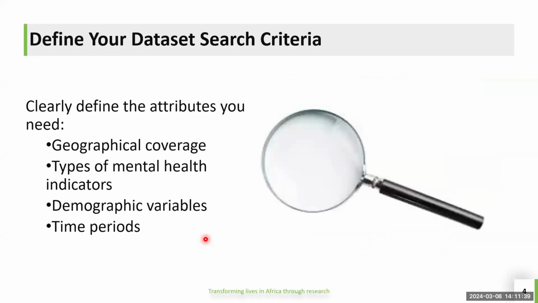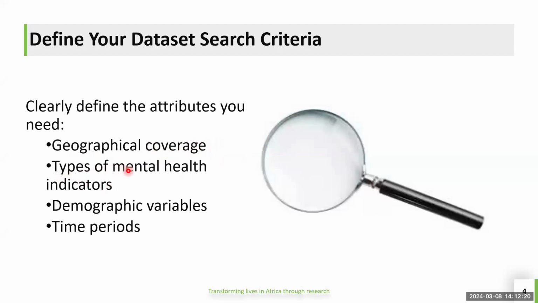So defining your search criteria. Here are the 4 attributes that I'm suggesting here, but this can be expanded as needed. So you need to clearly define the geographical coverage. I think in our case, we're interested in mental health in Africa. So you might get inspiration, of course, from literature generated or data sets generated from elsewhere, but your geographical focus is the African region. So that needs to be stated within your search criteria.